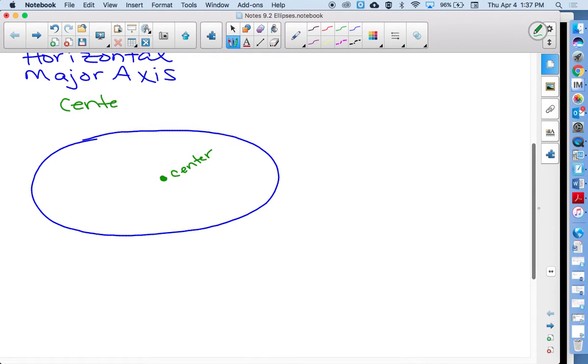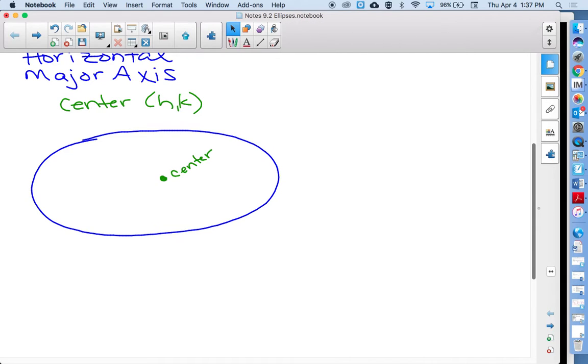The center is still H and K. It will never change. The center of a circle is HK, the vertex is HK, the center of the ellipse is HK. And it's in the middle of the ellipse. So I could take this ellipse, cut it in half at the center, and I will have the same things on the left and the right. They'll be identical to each other.